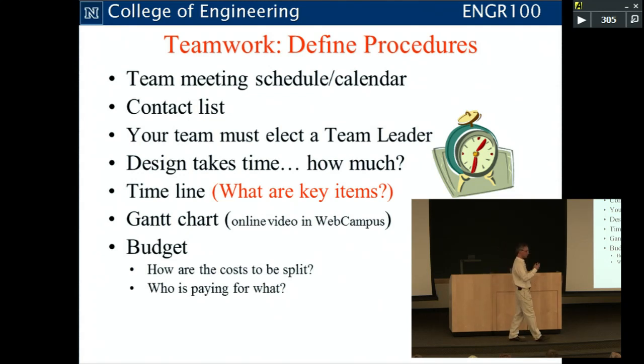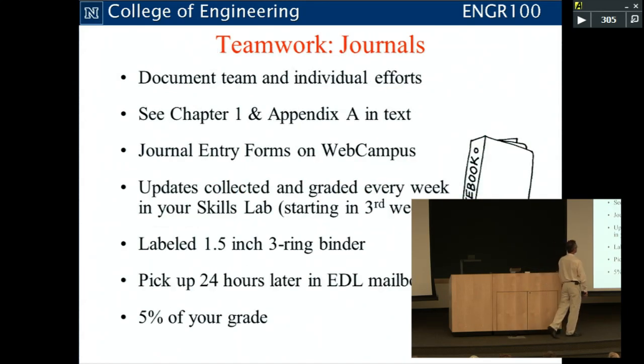If everybody just agrees that they'll divide it evenly along the way, and if it comes out to be $150 in the end, each of you pays 1/4 of $150. Right? So just make sure you understand and that your teammates understand all these things.